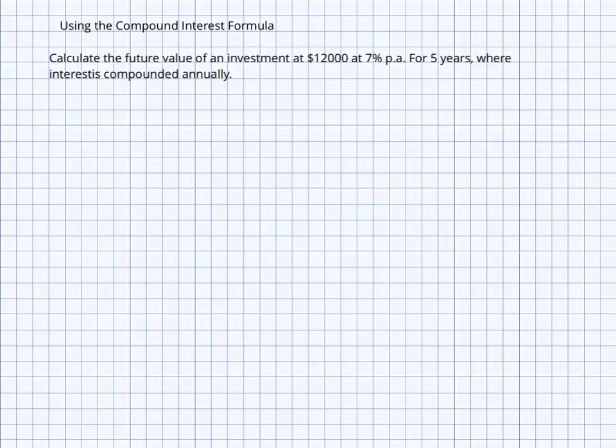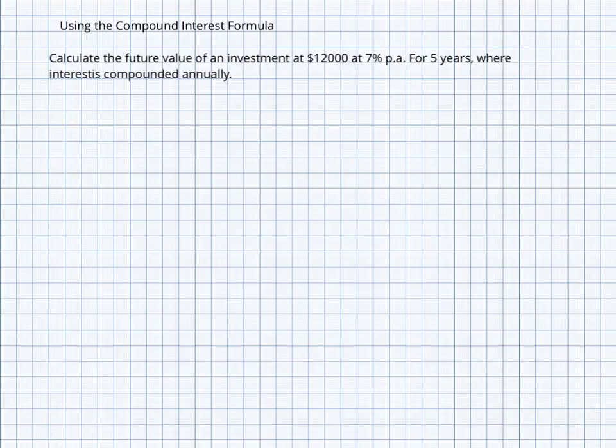So let's look at this problem. Calculate the future value of an investment of $12,000, at 7% per annum for 5 years. So there are our main bits of information that we need, where the interest is compounded annually. So I need to know when we're going to actually add the interest to our principal, to our present value.